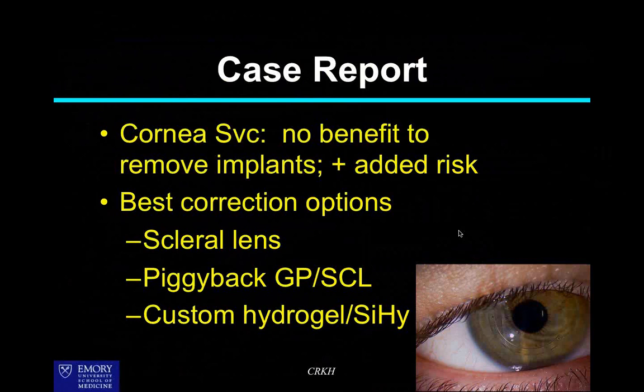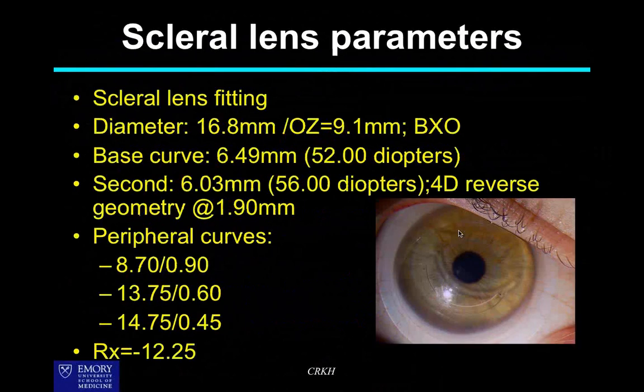Now, often these patients are told that, well, if this doesn't work as well as we want, we'll just take the intacts out. But you really can't create a canal in the cornea and expect it to go back to normal after removing the implant inside that canal. It doesn't quite work as well as hoped. The best correction options included scleral lens, piggyback, or custom hydrogel, or silicone hydrogel.